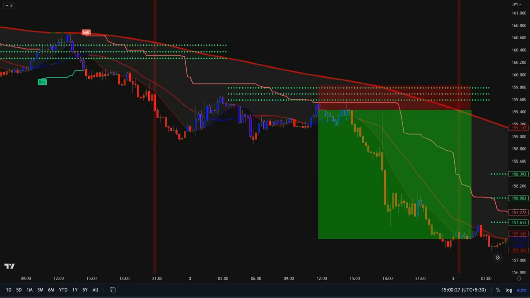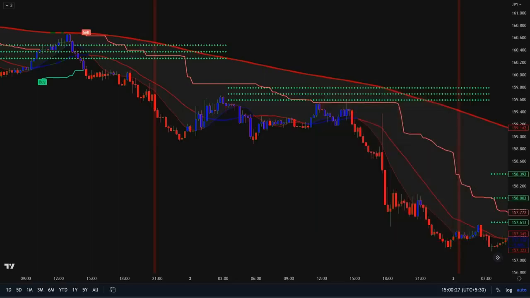Overall, by using all three indicators, the Supertrend indicator, the CPR indicator, and the 200-day moving average, we can execute profitable buy and sell trades with a higher degree of confidence.